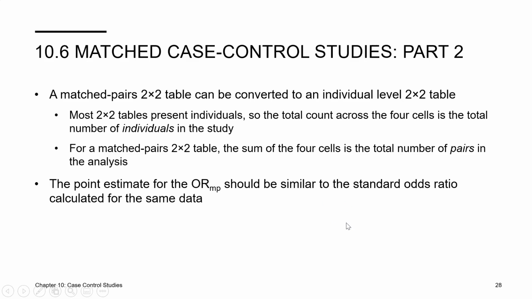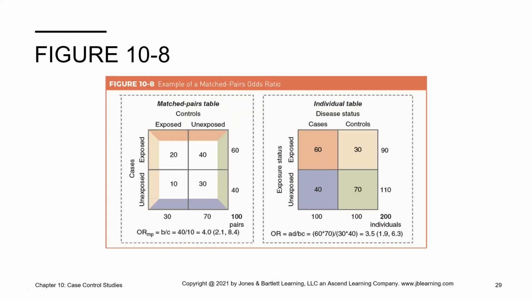So a matched pairs 2x2 table can be converted also to an individual level 2x2 table, but it should give you pretty similar results for the point estimates. And so you want to have the total number of cases and controls in the individual level match half of what the number of pairs would be. And so you would just set it up very similar to the following here.